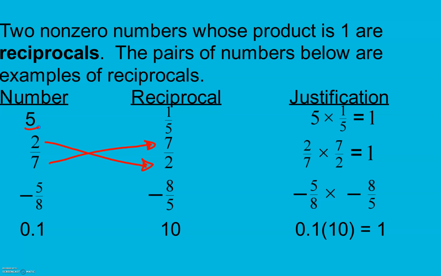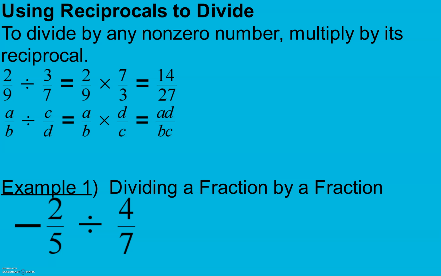Here, 5 is the same as 5 over 1, so it's 1/5. 0.1 is the same as 1/10, so its reciprocal is 10 over 1. And then it keeps a sign. So they're either both positive or both negative because that's how we get them to equal 1. So we use reciprocals to divide fractions.